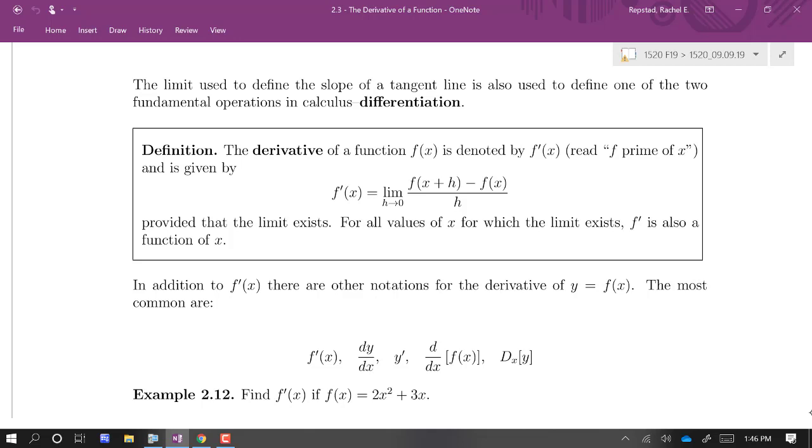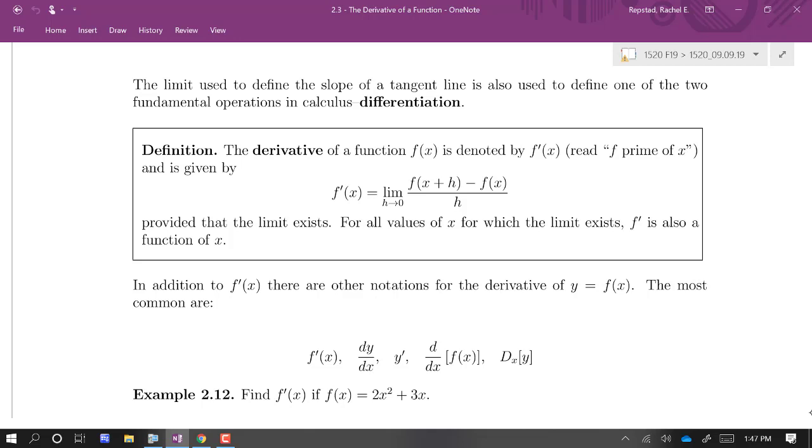If we call our function f of x, we would write this little dash mark. We call it f prime, and that means that we're finding the derivative. If we're calling it y, we might just call it y prime. That prime notation means that we're finding the derivative. The other notation is this dy dx notation.